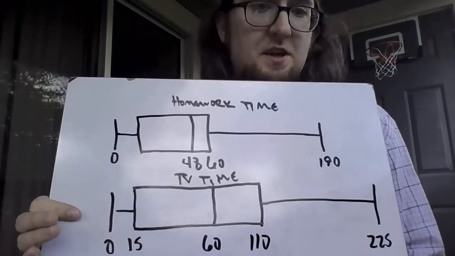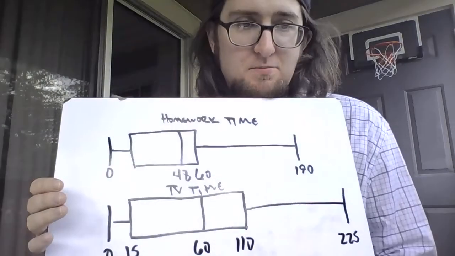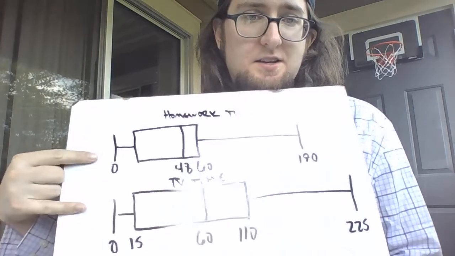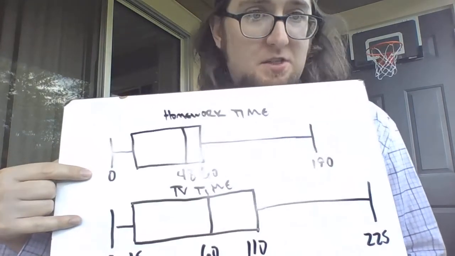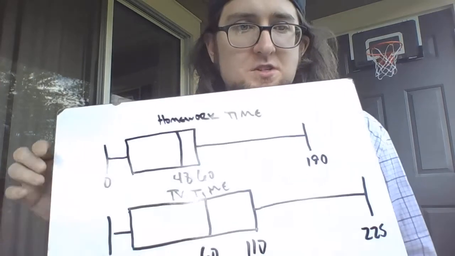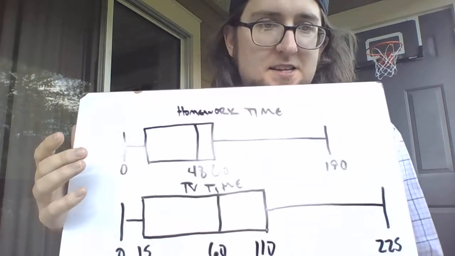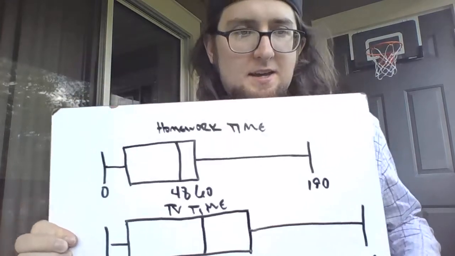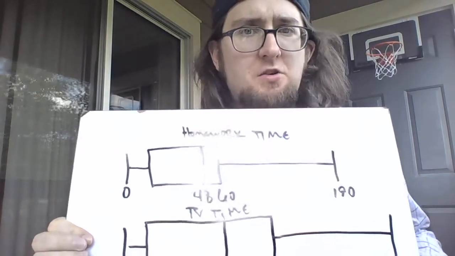So notice a few things. First off, there had to have been at least one student in both classes that spent 0 minutes doing either. It could have been two different students, but somebody said they had 0 minutes doing homework, and somebody said they had 0 minutes watching TV. You know who you are. I know who you are.